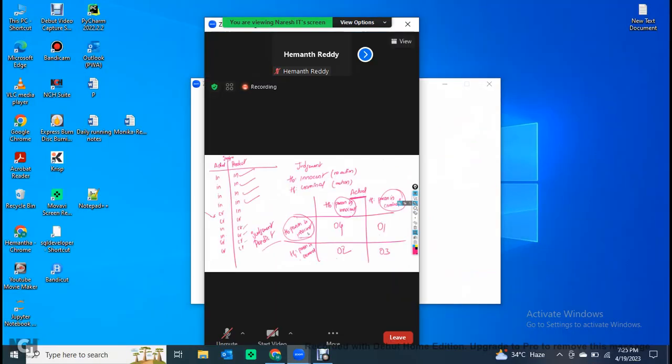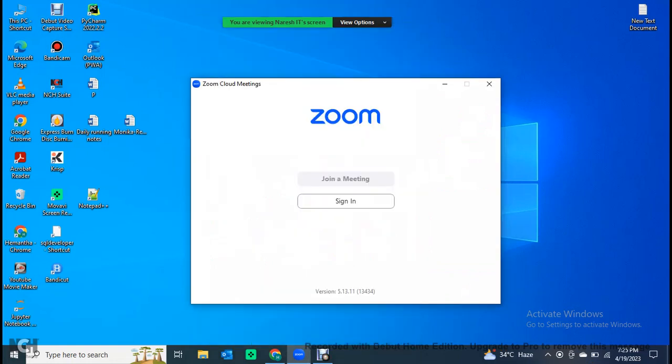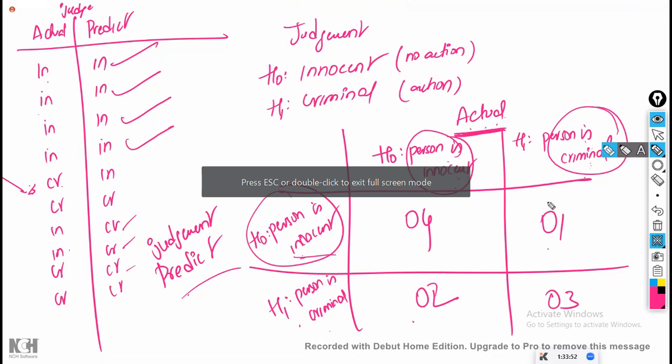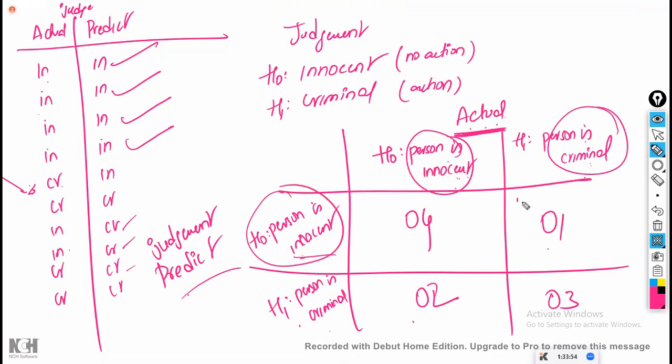He has assumed the person is innocent. He has predicted the person is innocent, which he has done wrongly. The wrong word is called incorrect in statistics. We can't use the word wrong. Wherever the wrong word is there, we have to use the word incorrect. Incorrectly, he has predicted. What he has predicted?